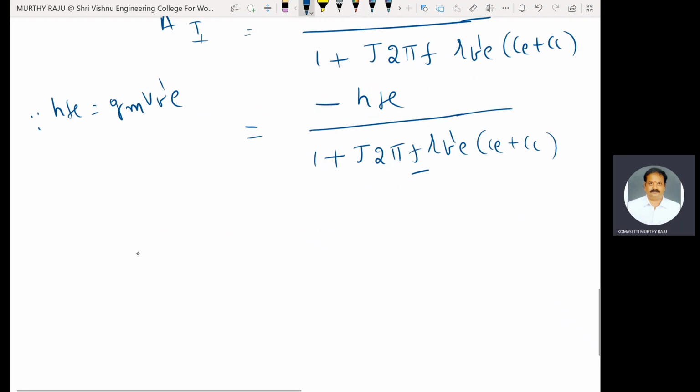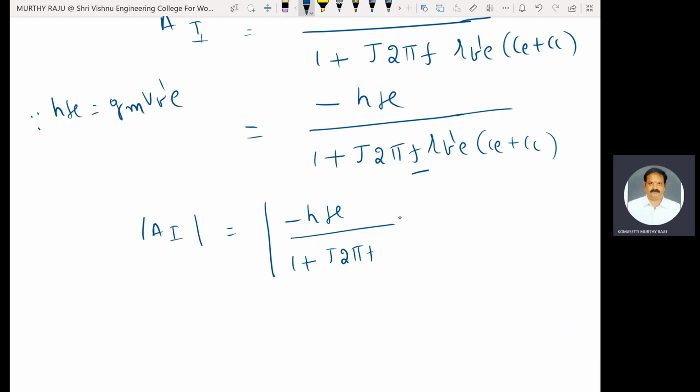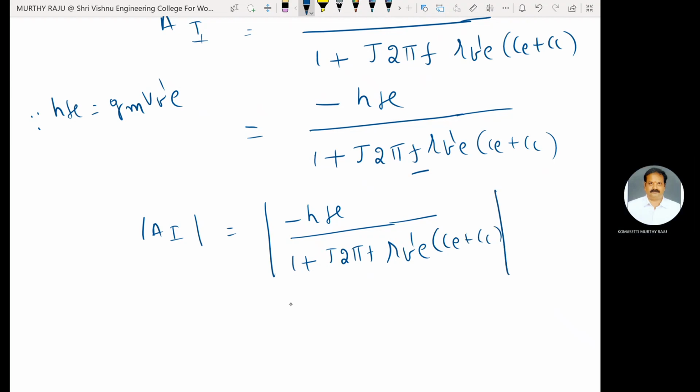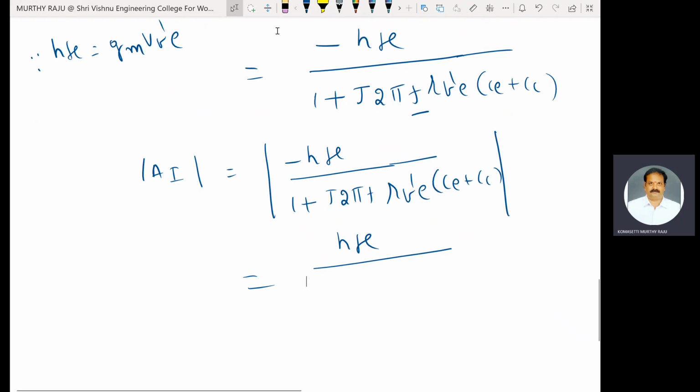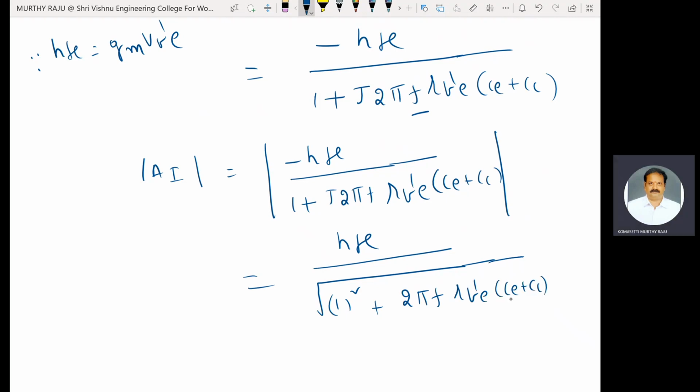Next, the magnitude of current gain: mod A is equal to mod minus HFE by mod 1 plus J 2 pi F RB'E (CE plus CC). Mod a by b is equal to mod a by mod b. For a plus j b, mod is equal to square root of a square plus b square. Here a is equal to 1, so it is 1 square plus 2 pi f RB'E (CE plus CC) whole square.